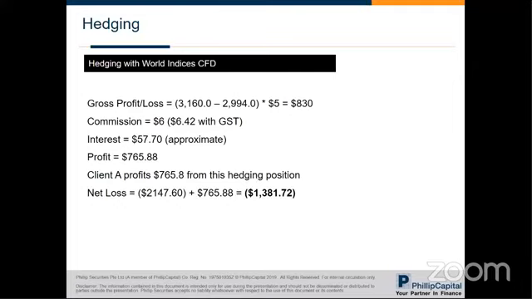So this profit can be used to offset the capital loss from stock A, which is the net loss of $2,147.6. So your net loss will reduce significantly to $1,381.72.